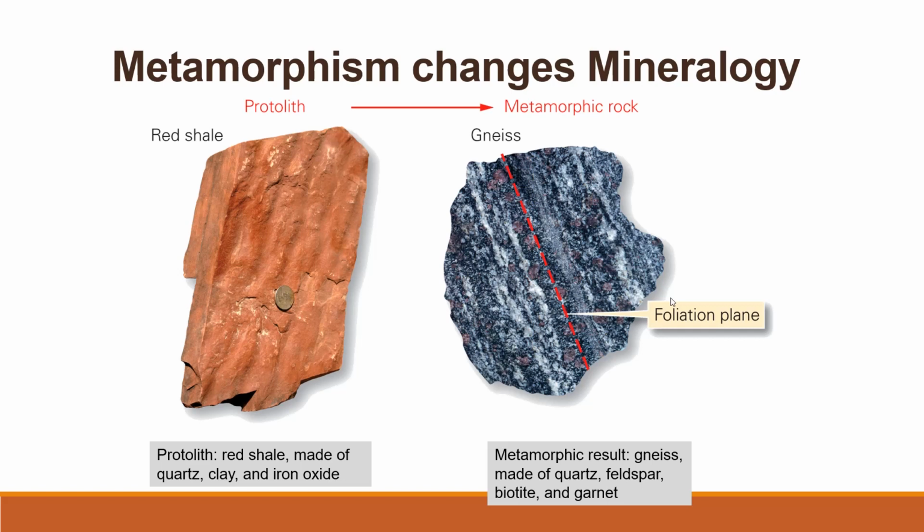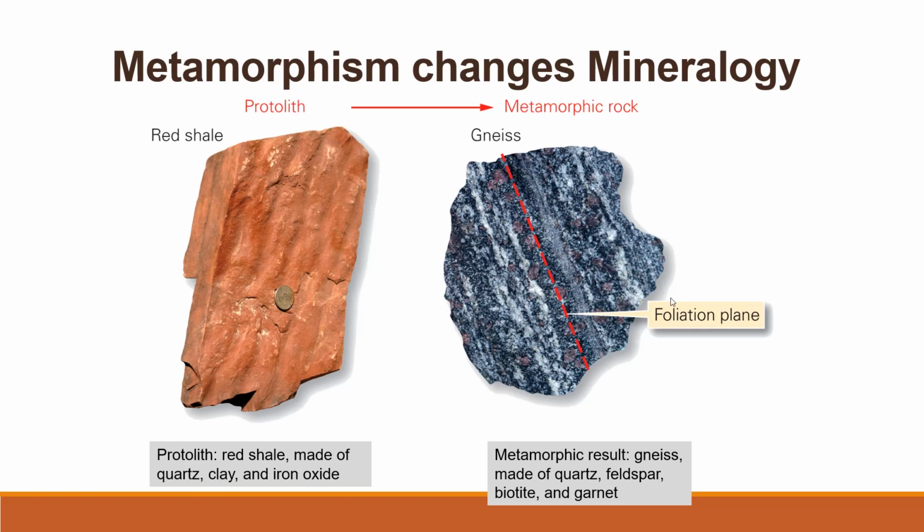Metamorphism will change the mineralogy. For example, you can go from a shale, which is a mudstone made of quartz, clay, and iron oxide, to a rock called a gneiss, where we will have quartz, feldspar, biotite, and garnet. So we can change the mineralogy. We rearrange the elements from the protolith, so new minerals will grow.